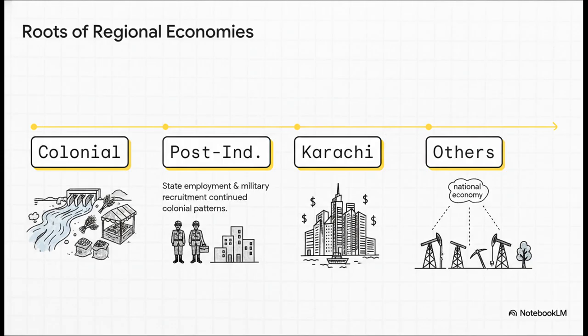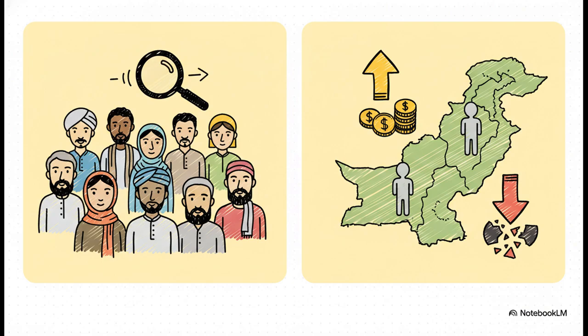Karachi has a whole different story. It exploded thanks to migrant capital that kicked off a private sector boom. Meanwhile, a lot of other regions were plugged into the national economy, mostly as places to extract natural resources from. See? Totally different historical paths, creating totally different economies. So, it really boils down to this. The ethnic explanation says inequality is caused by who you are. The geographic or historical explanation says it's caused by where you are and the unique history of that place.